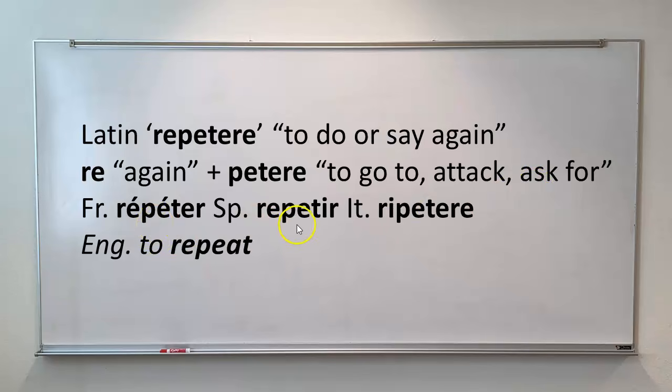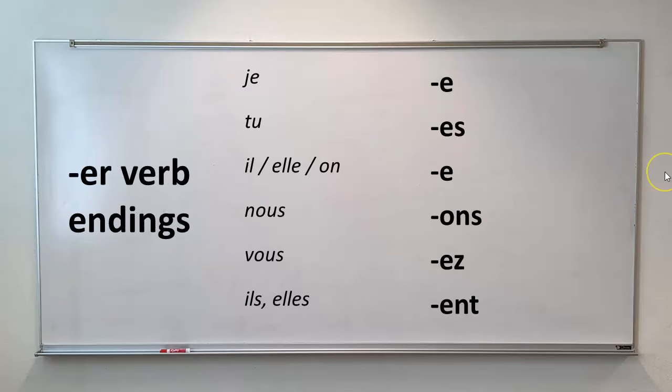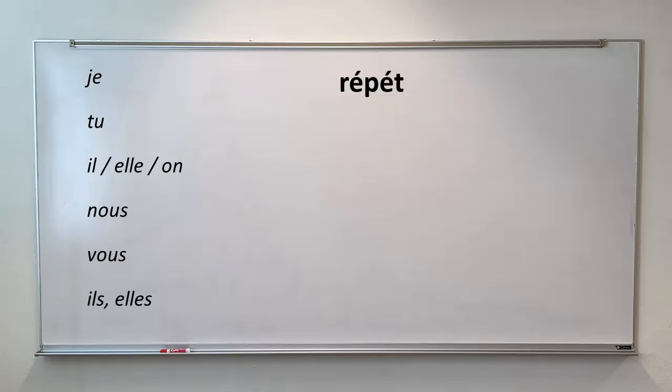So in French, it's répéter. In Spanish, it's the verb repetir. In Italian, ripetere, and of course in English, to repeat. So répéter is a regular ER verb, which means you'll use the regular ER verb endings that you already know. And it's one of those spelling change verbs. We've already had a couple in the previous lessons. So this is the next in line.